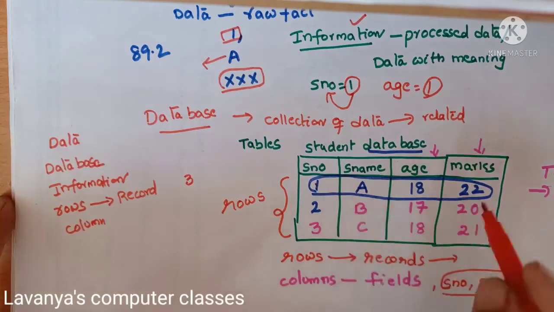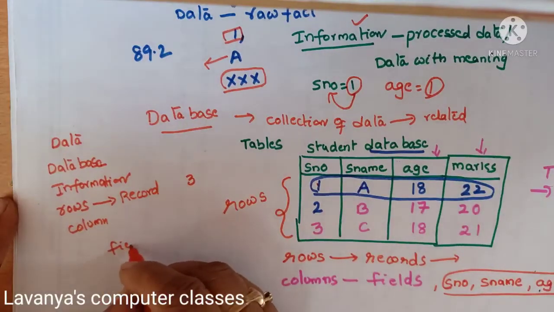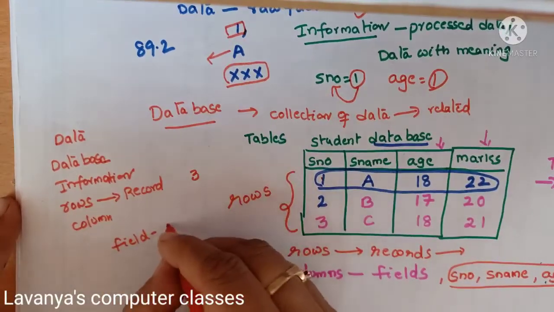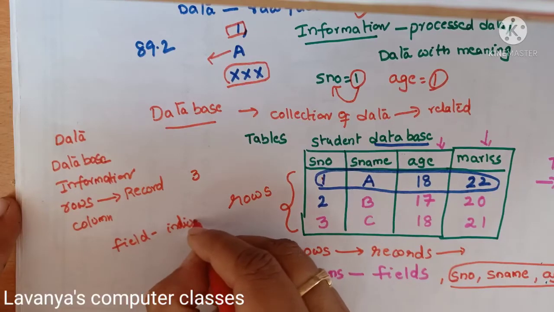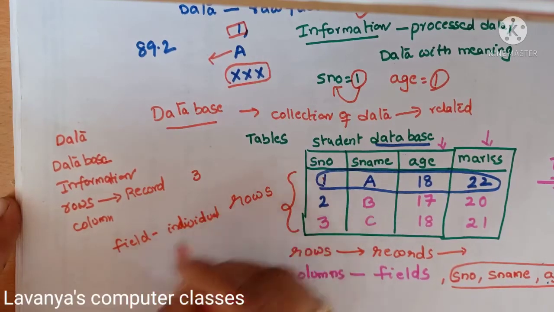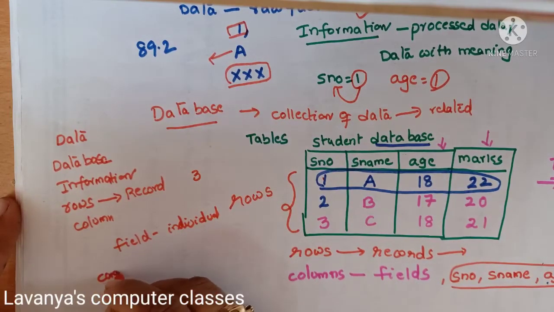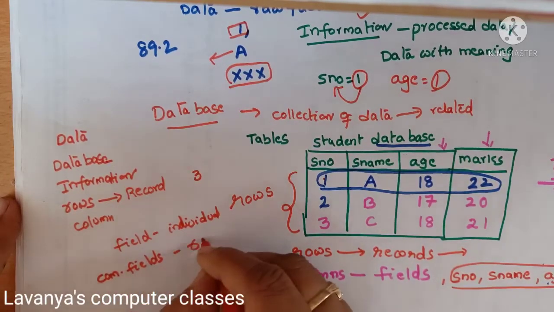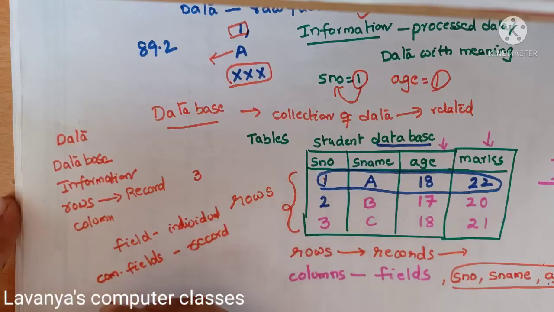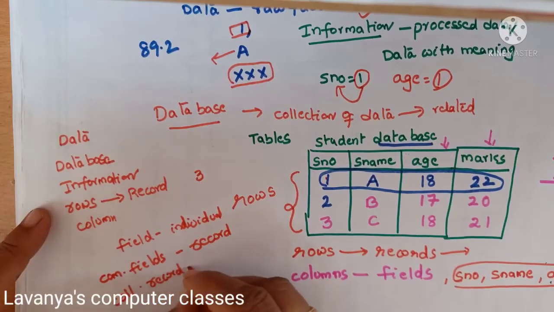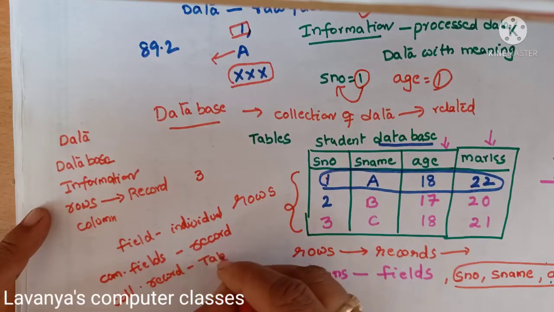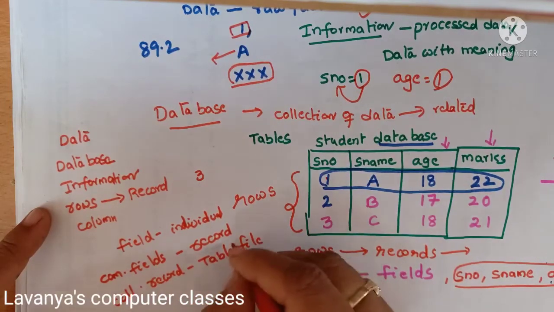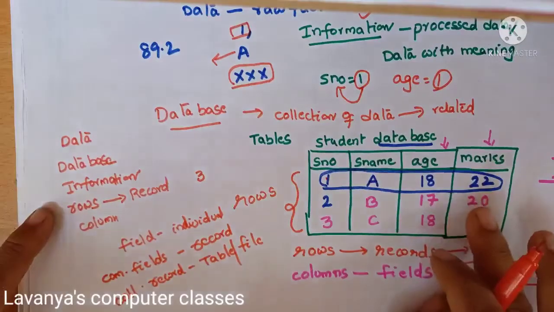1 is a field. The serial number field, its value is 1. A field is the individual element. The combination of fields is known as a record. A collection of records is known as a table or file. So this is the student table or student file.